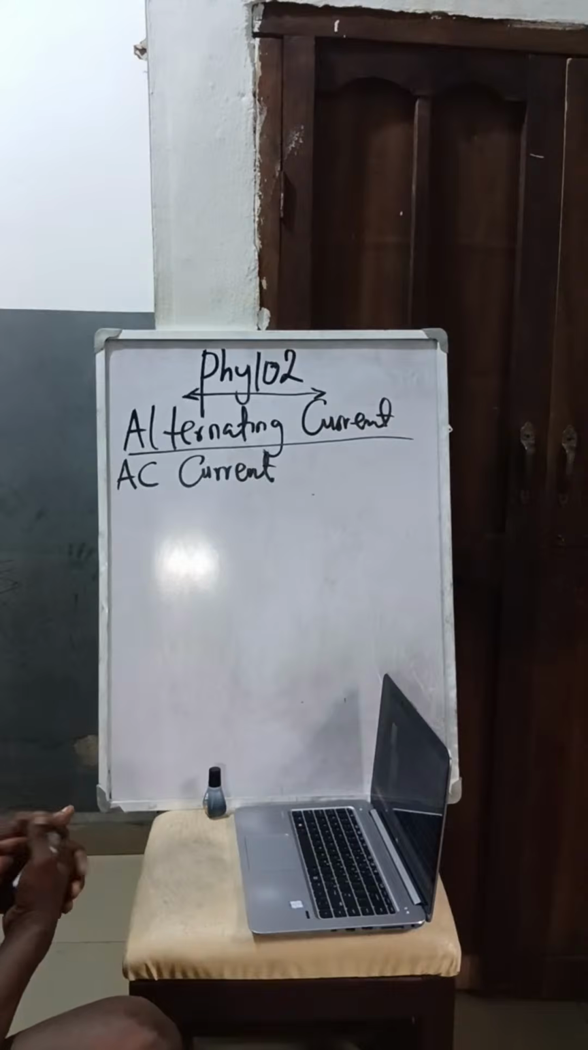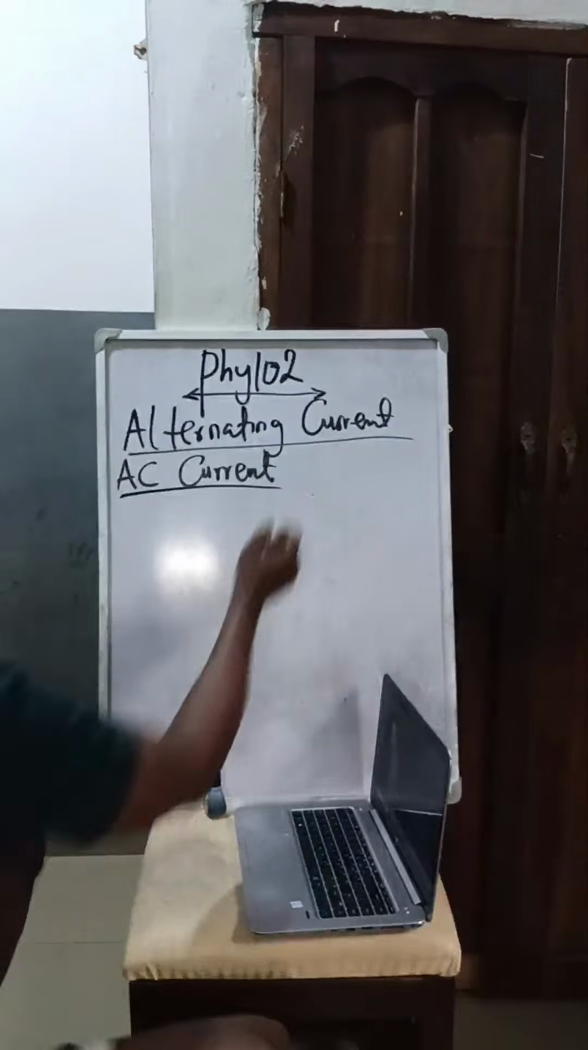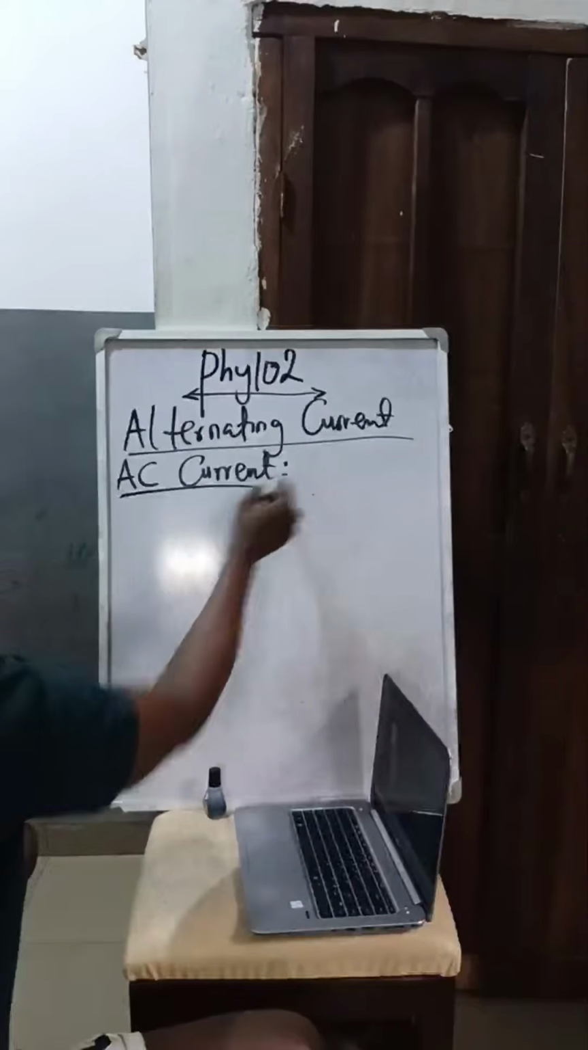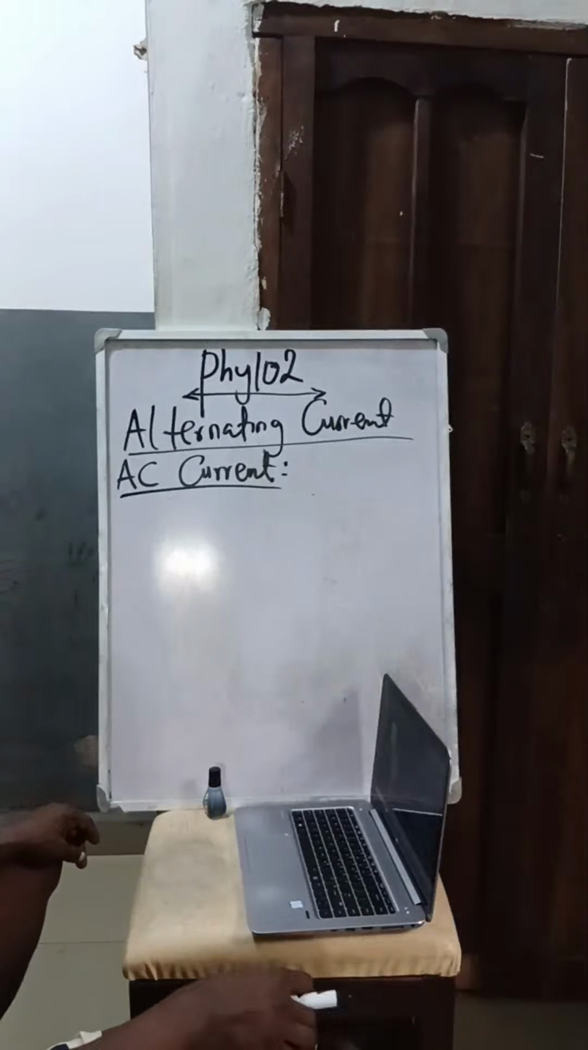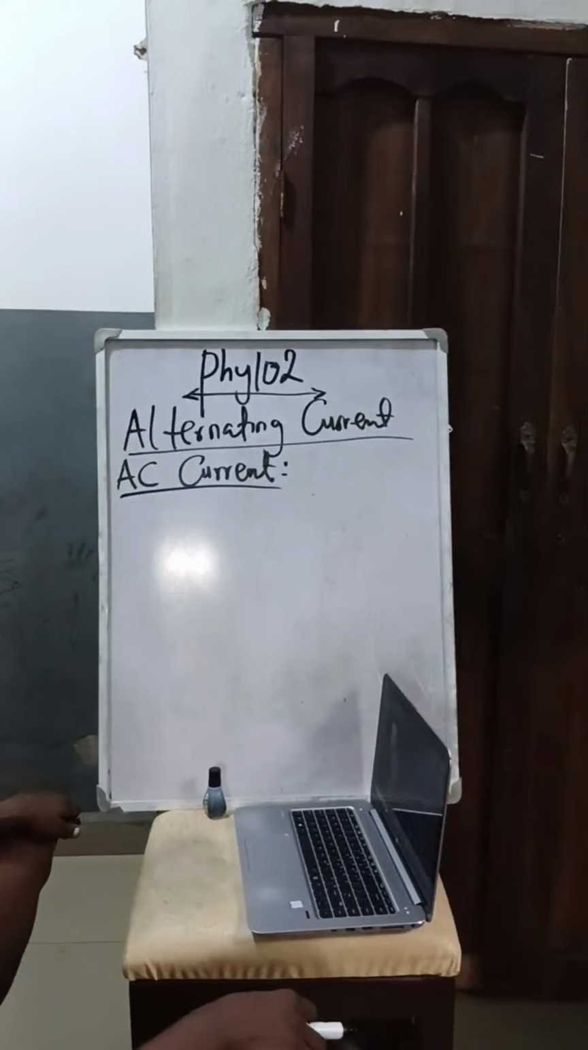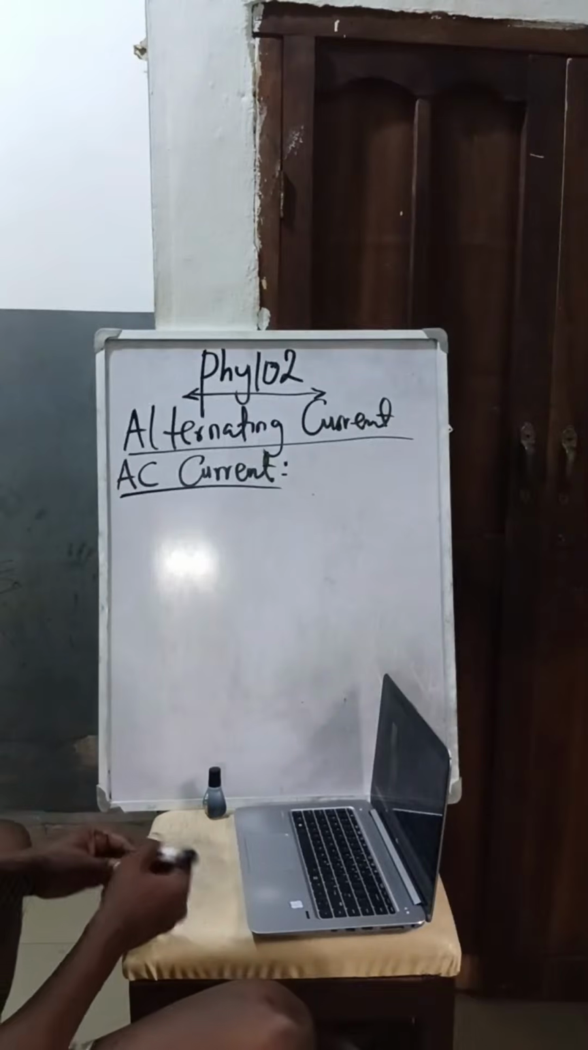Okay, so we are going to talk about alternating current. AC current. So the full meaning of AC is alternating current.